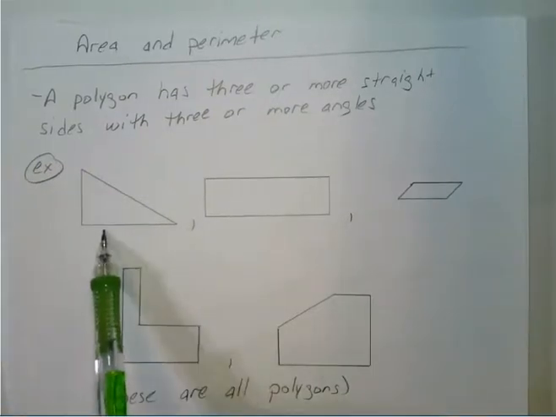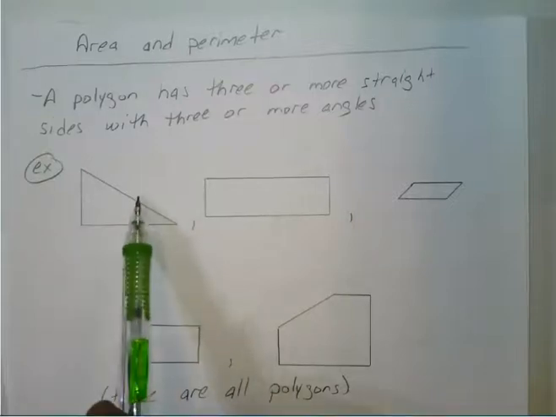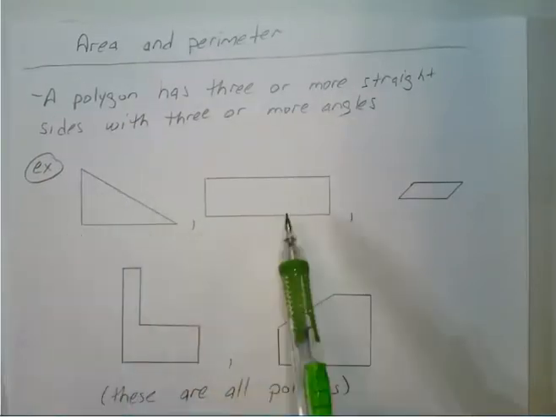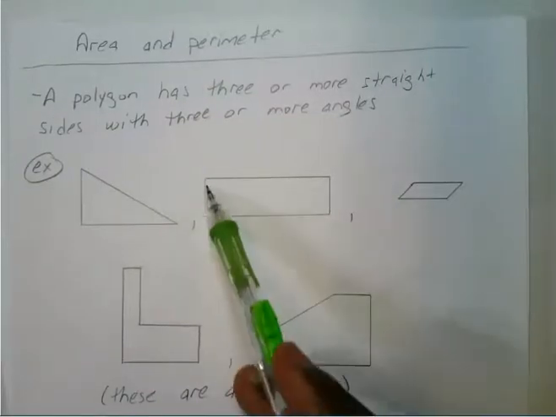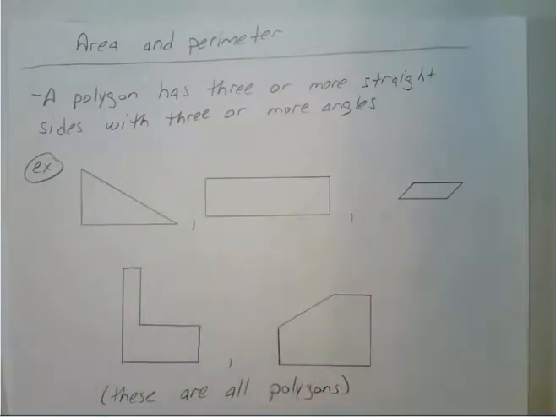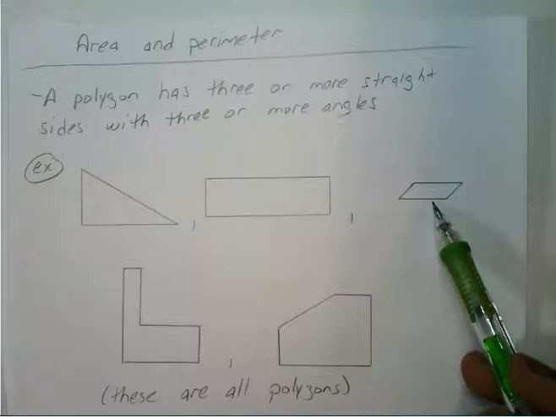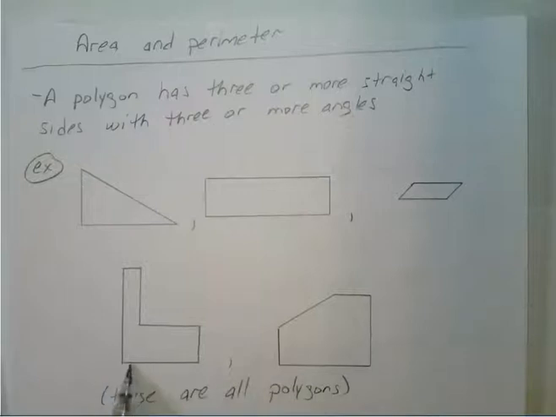Okay, so a triangle is an example of a polygon. You have three sides, three or more, and you have three angles. Same here. A rectangle is an example of a polygon. You have four sides and you have four angles. And this shape here is exactly the same thing. Example of a polygon. Four sides, four angles. This is an example of a polygon.